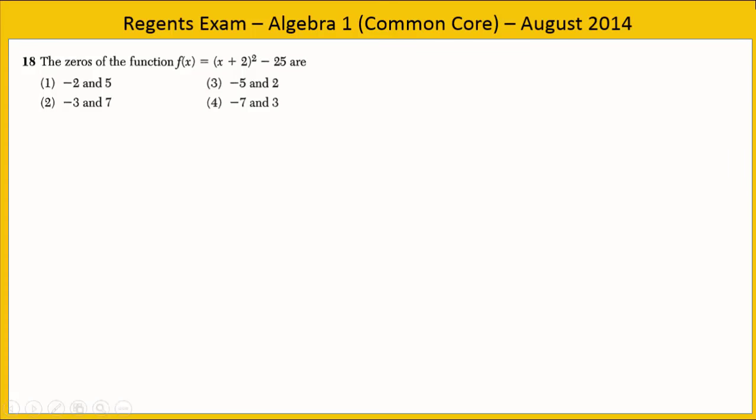In problem 18, we're asked to find the zeros of the function f of x equals (x plus 2) squared minus 25. You might recognize this as a quadratic function written in vertex form, and there are several ways we can identify the zeros of this function. Let's take a look at these ways. The first option is to use inverse operations.